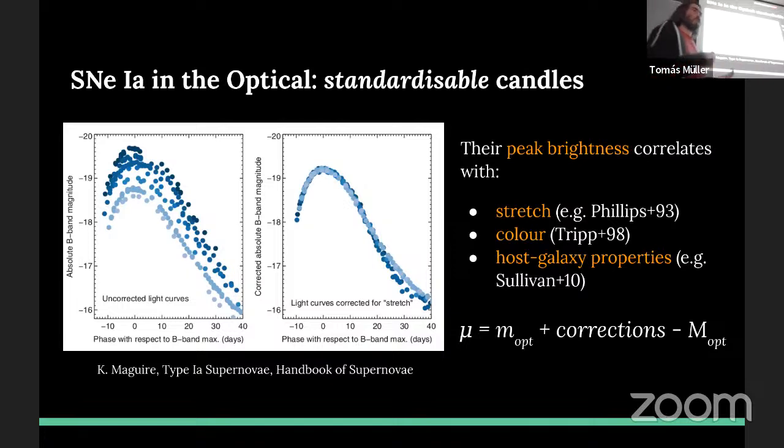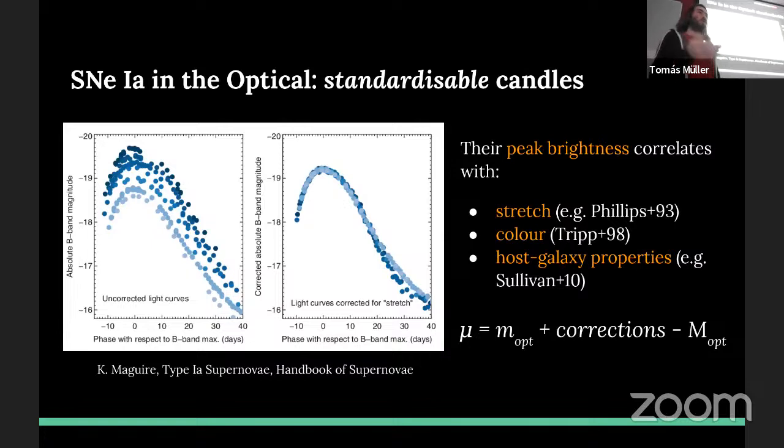Where do these corrections come from? We see that the peak brightness correlates with different parameters. For example, the stretch, which is just the width of the light curve. Brighter supernovae rise and decline more slowly, and vice versa. Also, the peak brightness correlates with color and even with the host galaxy properties, and I'll go back to this third point later in the talk.